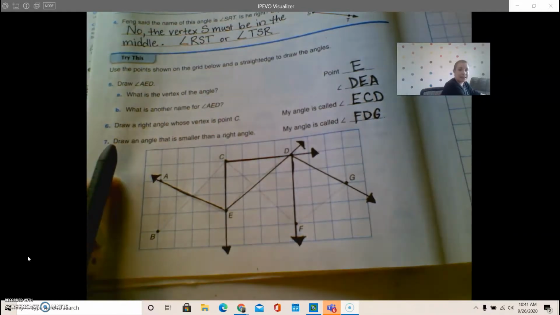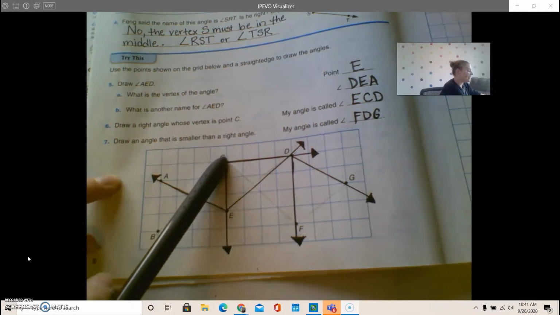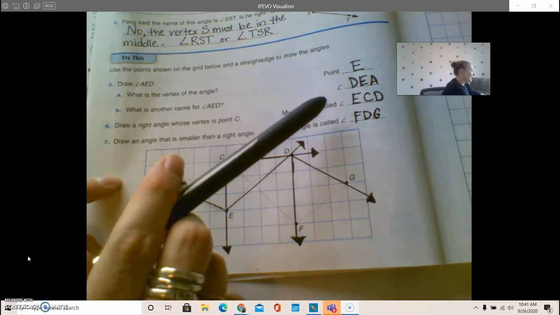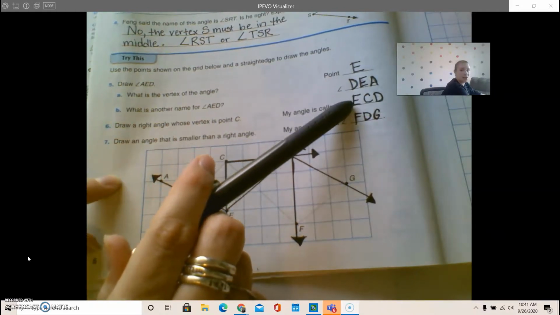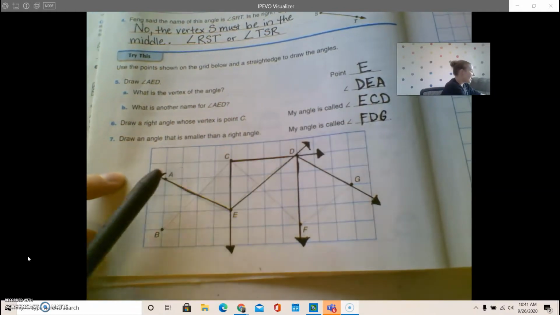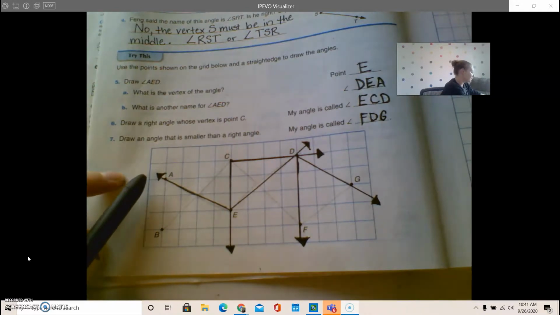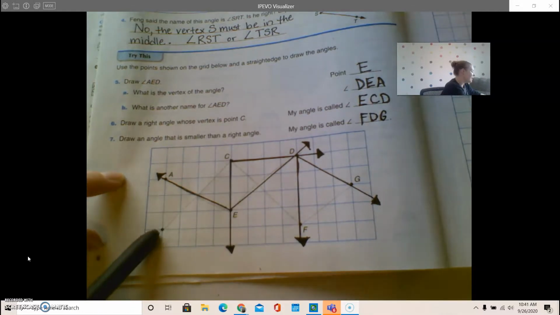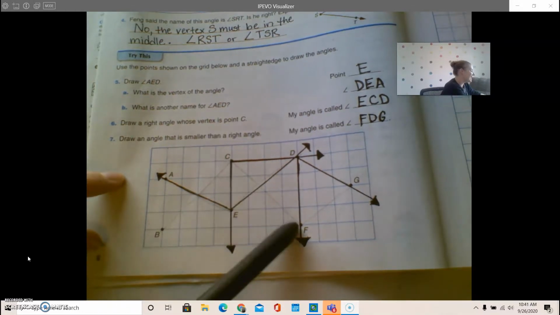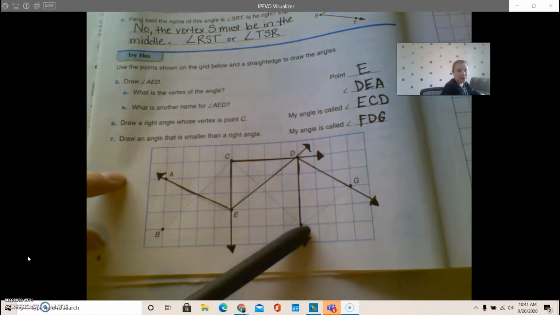The next one, 6, says draw a right angle whose vertex is point C. You could have a few different answers for this. So C is right here. C has to be the middle point. I chose to draw my right angle through E and D. So my answer is ECD. You could have written DCE. Another possibility would be if you did BCF. That is also a right angle.